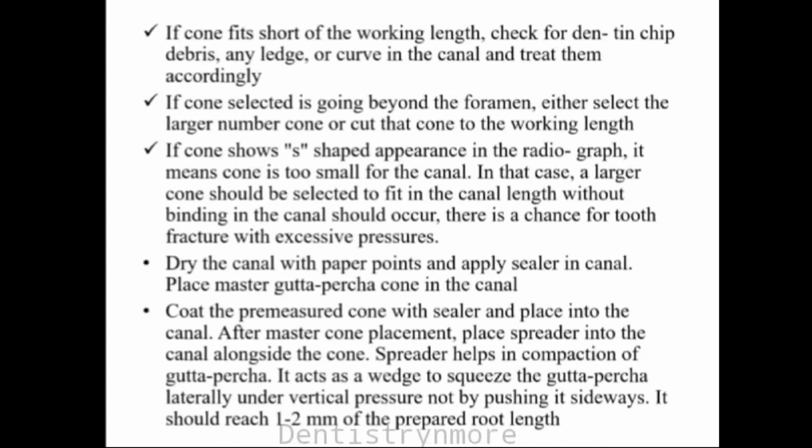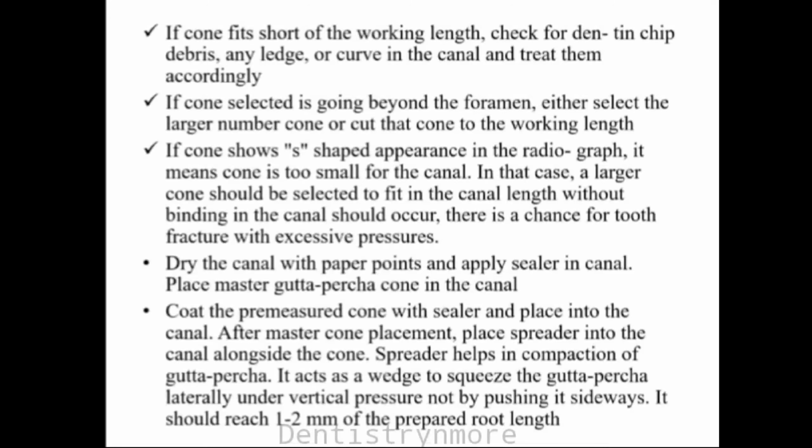If the cone is too short to fit the working length, then check for dentine chip debris, any ledge or curve in the canal, and treat them accordingly. If the cone is going beyond the foramen, then either select a larger number cone or cut the cone to the working length. If the cone shows an S-shaped appearance in the radiograph, it means that the cone is too small for the canal. In that case, a larger cone can be selected in order to fit the canal length, without binding in the canal.